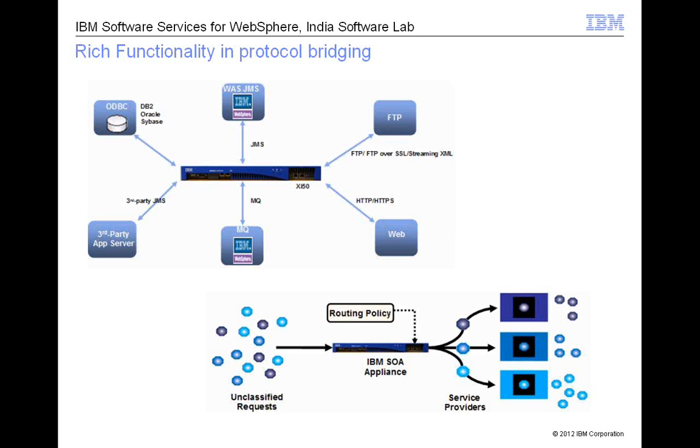So this is protocol bridging. If you see the picture on the down right corner, you have a DataPower appliance with a routing policy created and deployed as a service. And what DataPower can do is route requests that are coming from disparate clients to the appropriate backend service.